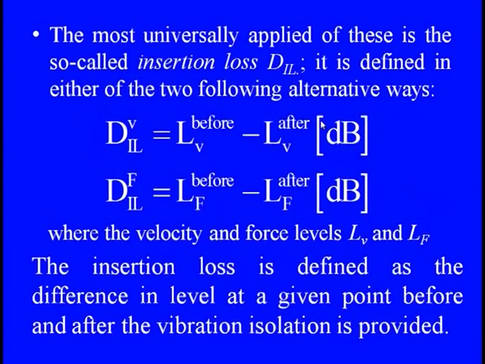First, the most universally applied of these is the so-called insertion loss. There are two things in this insertion loss, one with the velocity and one with the force. When the level of velocity is significant, we can say the insertion loss with the velocity is LV before. L is nothing but the level of velocity before and after. So the difference gives us the insertion loss due to velocity, and likewise the insertion loss due to the force. We can define this loss, which is called the insertion loss, as the difference in the level at a given point before and after adopting the vibration isolation.